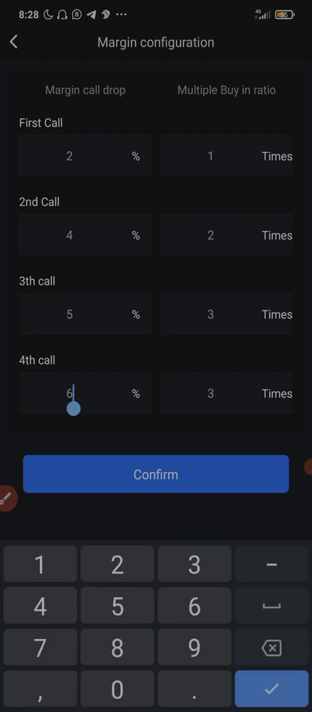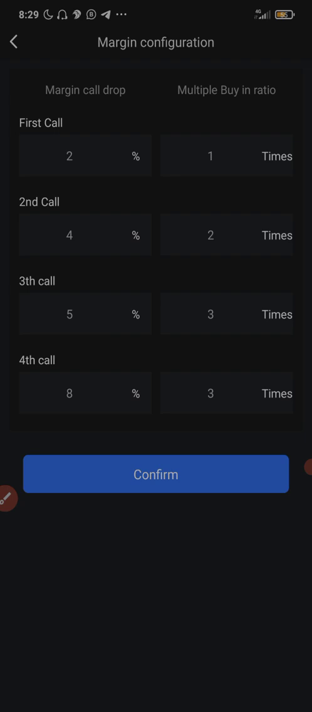So let me make this one 8. So 1, 2, 3, 3. So if we add up this multiple buy-in ratio, we are going to see that it's 9. So the $90 we have will be enough to carry out this order. So I'm going to click on confirm.